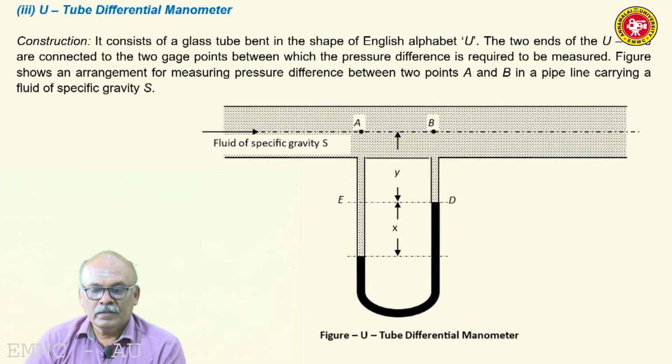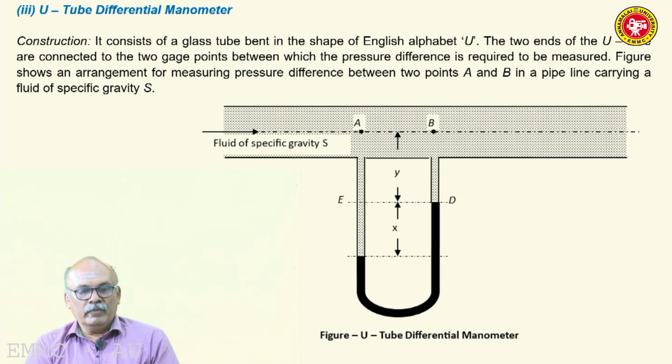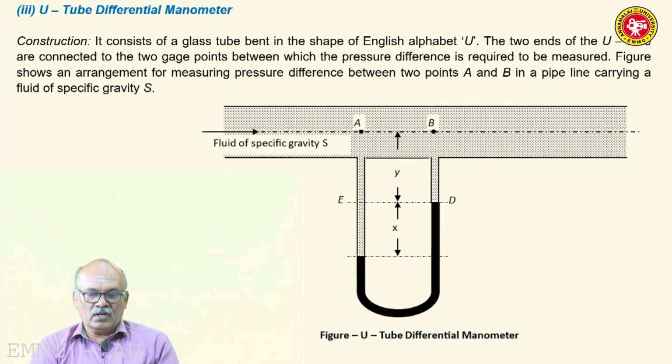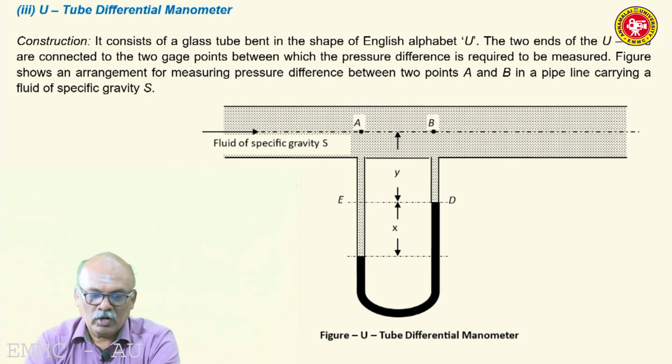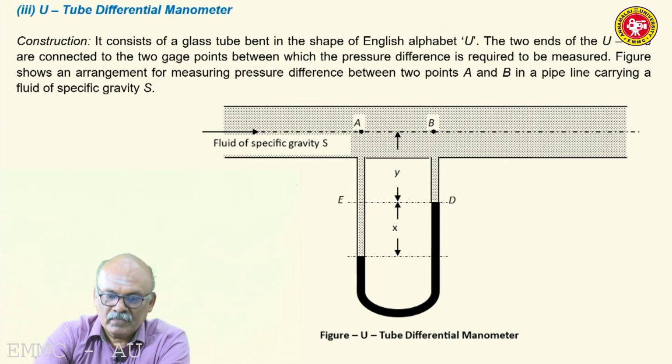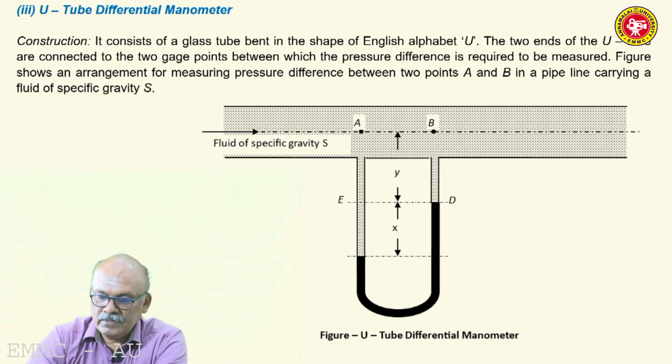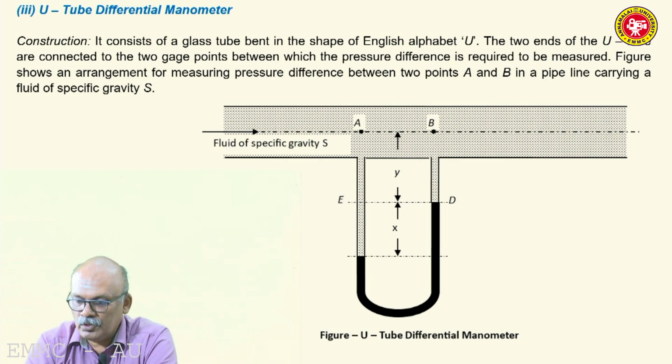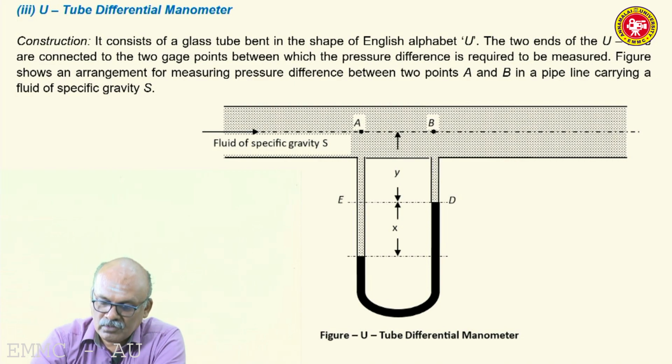Okay. So the next one, we are moving into U-tube differential manometer. The third category of differential manometers. The first one we saw was the piezometer manometer. The second one, inverted U-tube manometer for measurement of small pressure differences. So here the U-tube differential manometer, the construction, it consists of a glass tube bent in the shape of English alphabet U. The two ends of the U-tube manometer are connected to the gauge points. So here the gauge points are A and B, say.